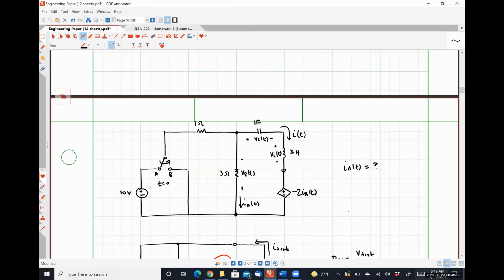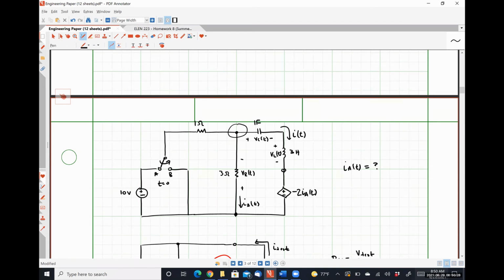So if we did KCL at the top node, we knew the current flowing to the right. We would also have to know the voltage drop over the resistor in order to get the current flowing. In order to apply KCL at that topmost node, this guy right here, and determine that current IA, we would wind up having to know the voltage drop over that resistor, which is labeled as VR of t.